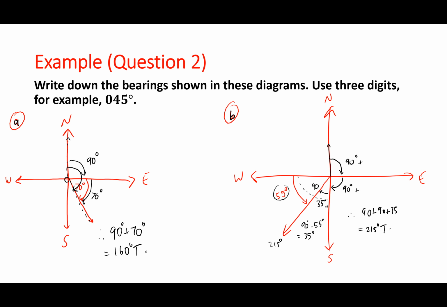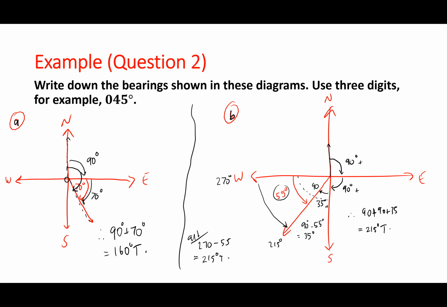Now, the other way to do it is to realize that west is 270 degrees exactly. We know that this part is 55 degrees down here. So alternative: 270, if we're going backwards, minus 55 is equal to 215 degrees true north. You can use either of those methods. They both give you the correct answer.